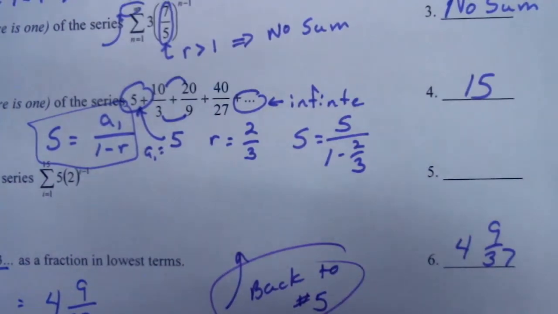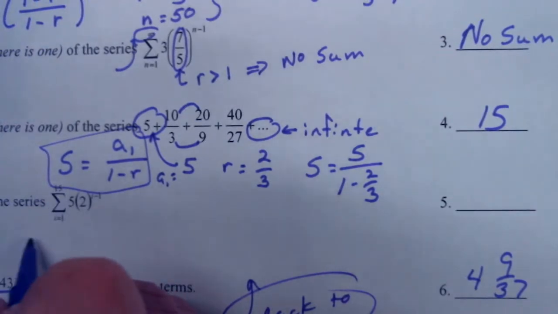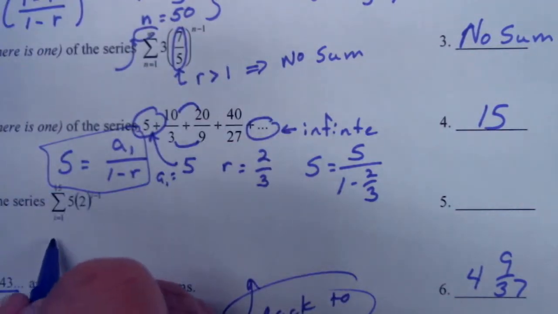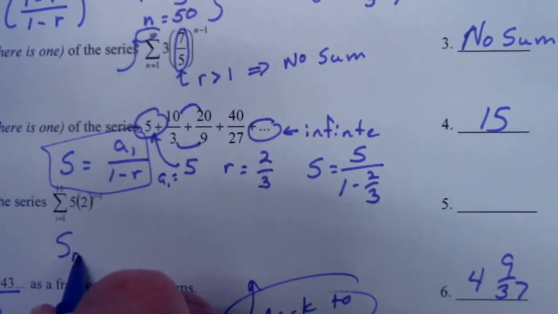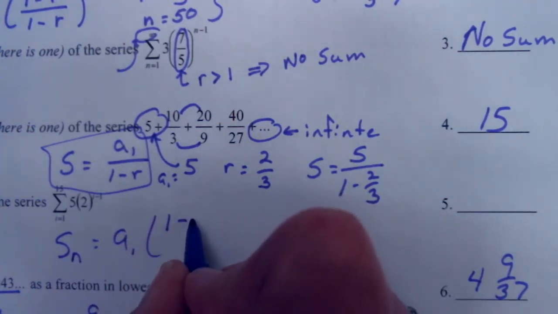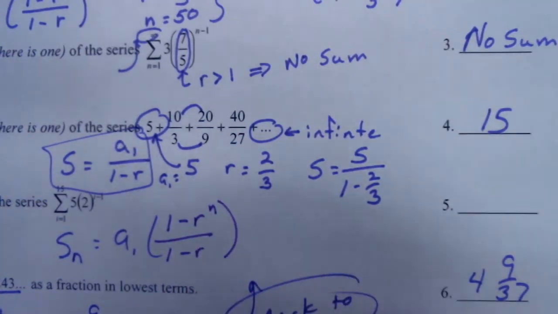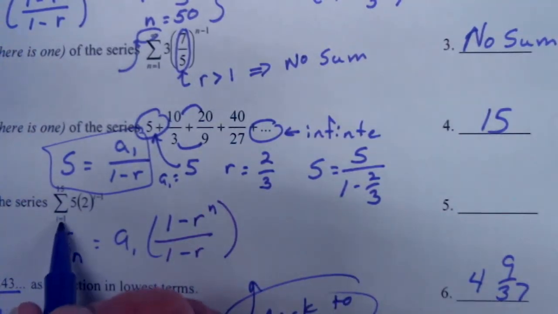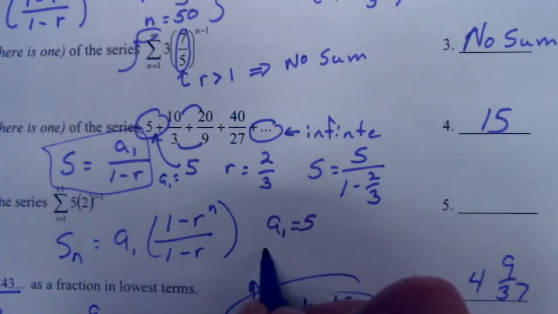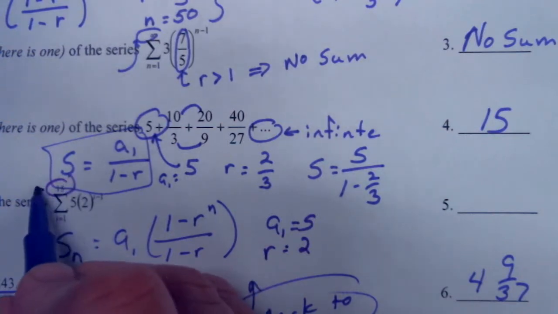Okay, we better do number 5. On number 5, the sum goes from 1 to 15. So this isn't an infinite, it's a finite geometric series, so we have to use the formula: the first term times 1 minus r to the n over 1 minus r. What's neat about this is the first term, when I put in 1, wound up being just 5. r is 2, and n is where we stop, at 15.